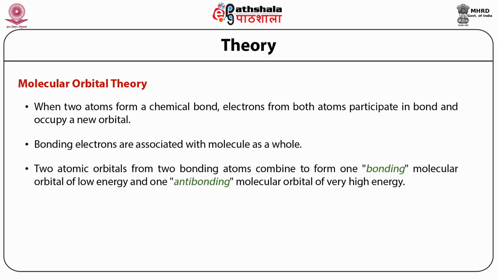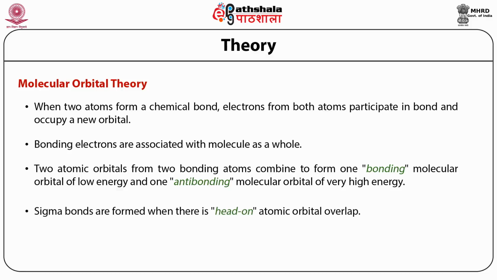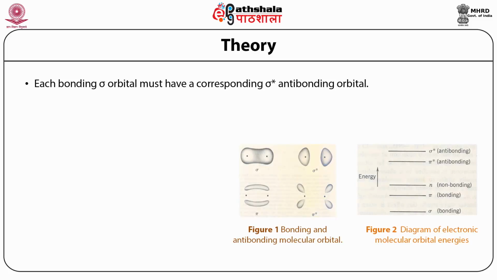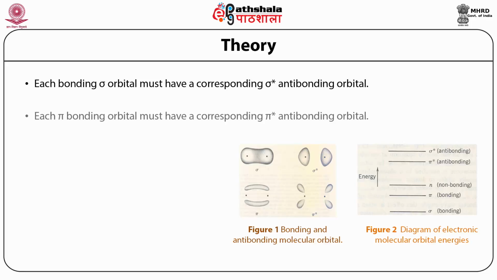Recall that covalent bonds consisting of electron pairs may be sigma or pi bonds. Sigma bonds are formed when there is head-on atomic orbital overlap, and pi bonds result when there is parallel atomic orbital overlap, for example, parallel overlap of two atomic p orbitals. According to molecular orbital theory, each bonding sigma orbital must have a corresponding sigma star antibonding orbital, and each pi bonding orbital must have a corresponding pi star antibonding orbital.